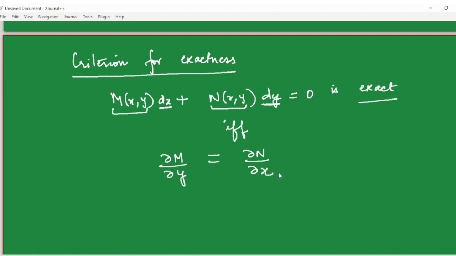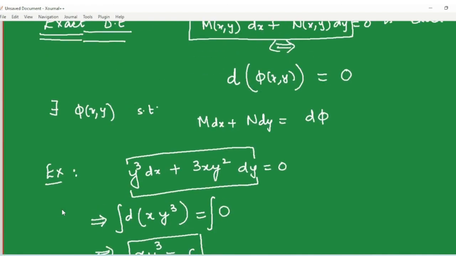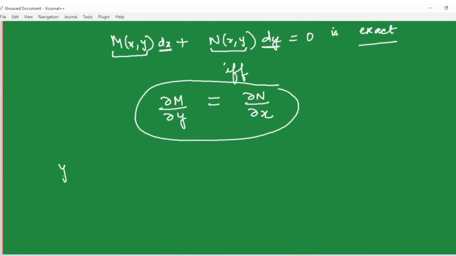So once you see your differential equation and you check for equality of partial derivatives, if the partial derivatives are equal, then you can be sure of exactness, and then you can either go for the hunt for phi, which again is not going to be very easy all the time, or you can adopt an alternative method which I'm going to discuss right now to find solutions of exact differential equations. So let's come back to our previous question. We took y cube dx plus 3xy square dy equal to 0. Let's look at this and see whether it is satisfying the criterion for exactness or not.